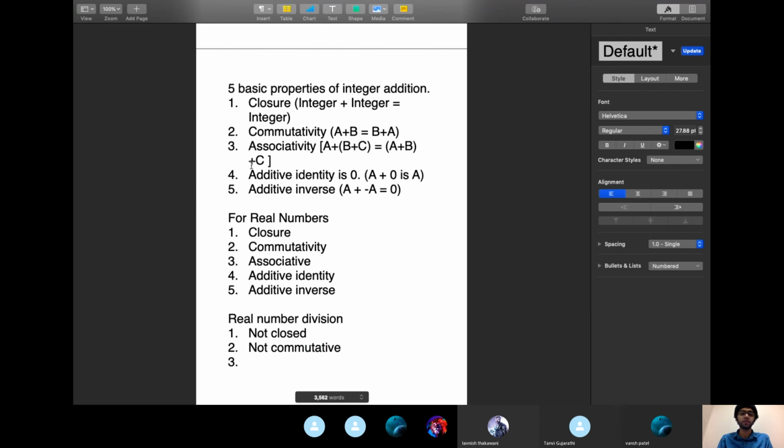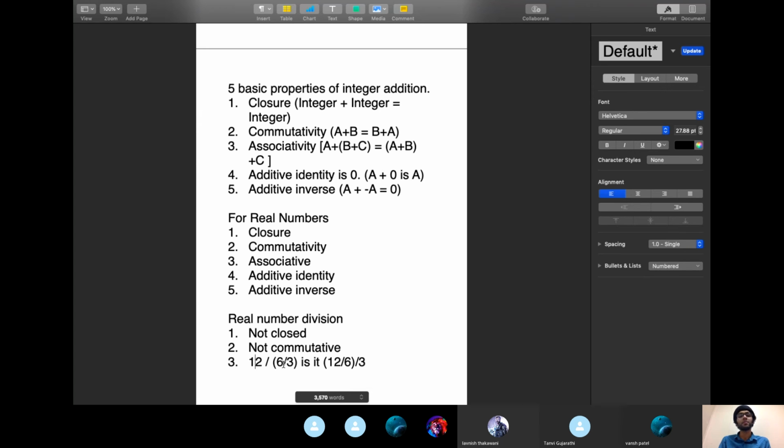Is it associative? Can we say that (A divided by B) divided by C is the same as A divided by (B divided by C)? Well, let's look at a simple example. Let's say 12 divided by (6 divided by 3). Is this the same as (12 divided by 6) divided by 3?